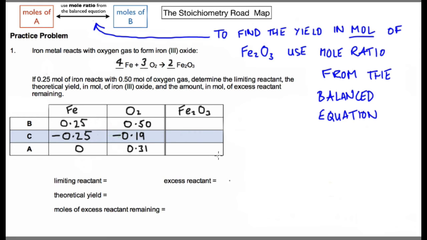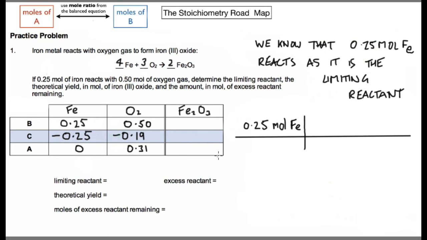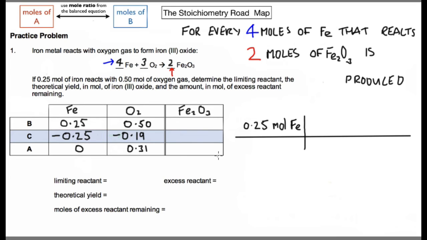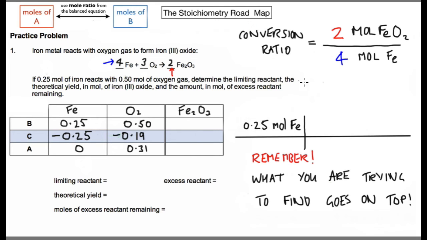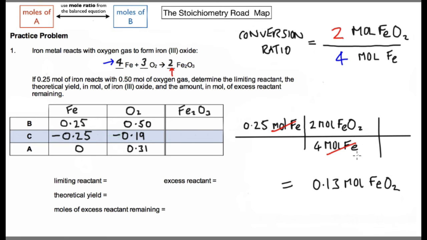To find the yield in moles of the iron oxide, we use a mole ratio from the balanced equation. We know that 0.25 moles of iron reacts as it is the limiting reactant, and we can see that for every 4 moles of iron that reacts, we get 2 moles of iron oxide. The conversion ratio is 2 over 4, and remember that what you are trying to find always goes on top. We need to find the moles of iron oxide. Stick it in there, cancel out the units, we get 0.13 moles of iron oxide.